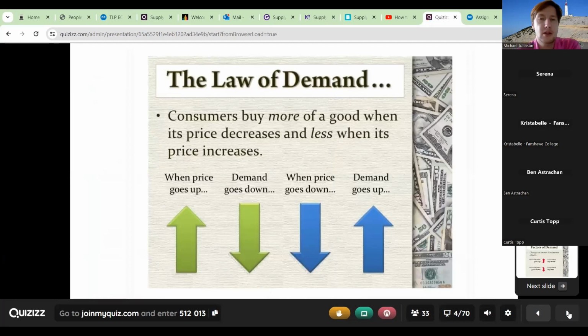The law of demand: consumers buy more of a good when its price decreases and less when its price increases. So when price goes up, demand goes down. When price goes down, demand goes up. This makes sense because when something's cheaper, we buy more of it, usually if we like the product. And if it's more expensive, we buy less of it for the most part.